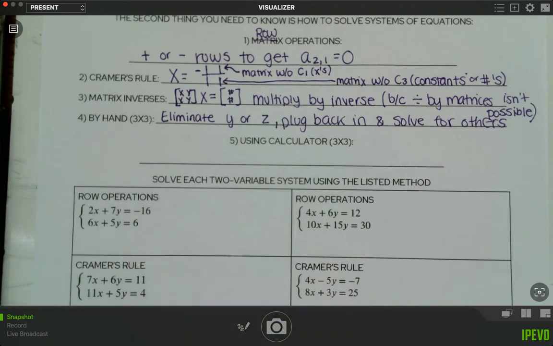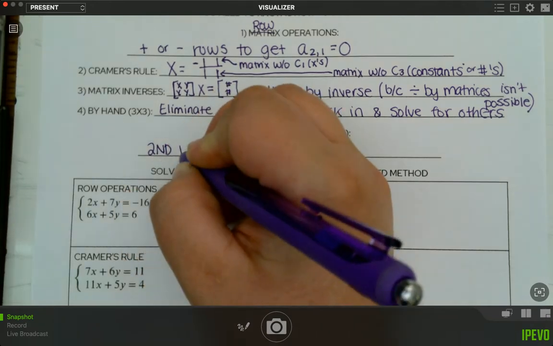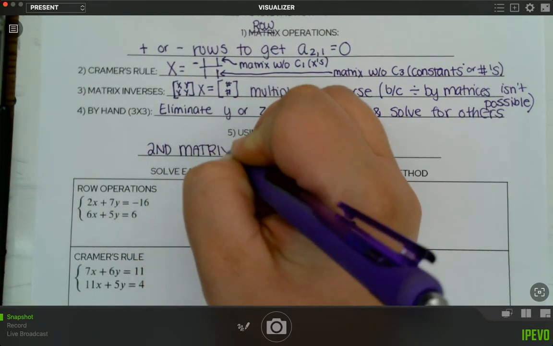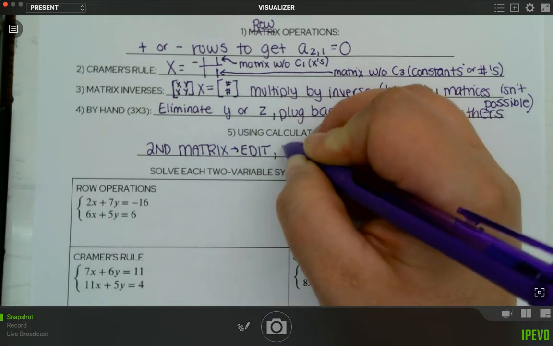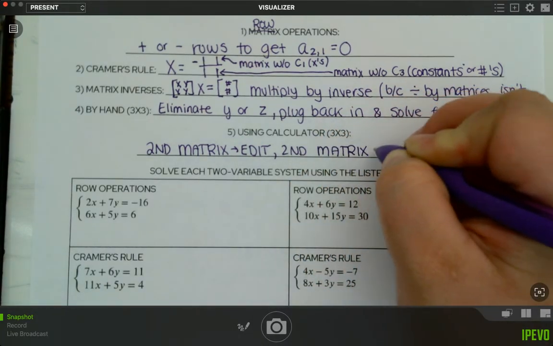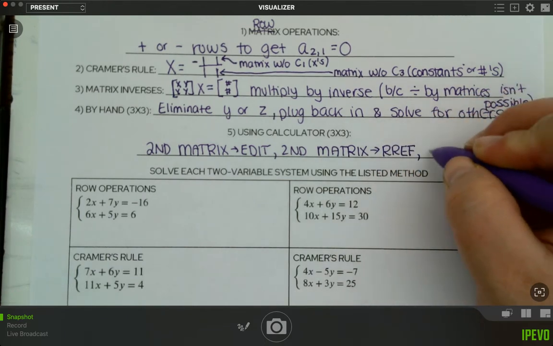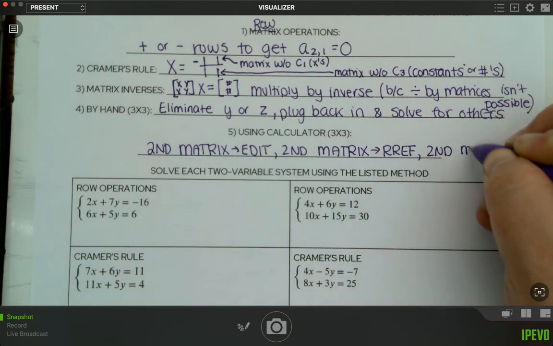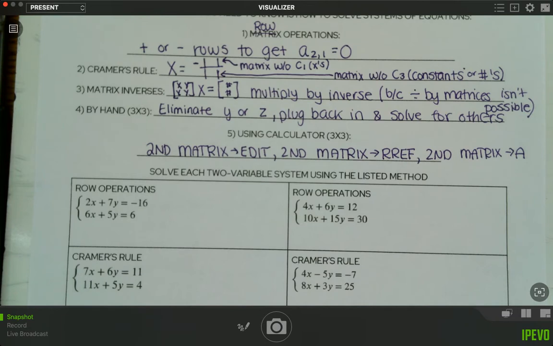And then you can also use a calculator to type them in. If you want to do that, you're going to go to second matrix. You're going to go over to edit. And then the next thing you're going to do is go to second matrix, RREF. And then you're going to go back to second matrix, and I know you guys are probably out of space here, and pick A. Okay, so just practice typing that into a calculator so that you know how. There will be a no calculator portion and a calculator portion on this test.